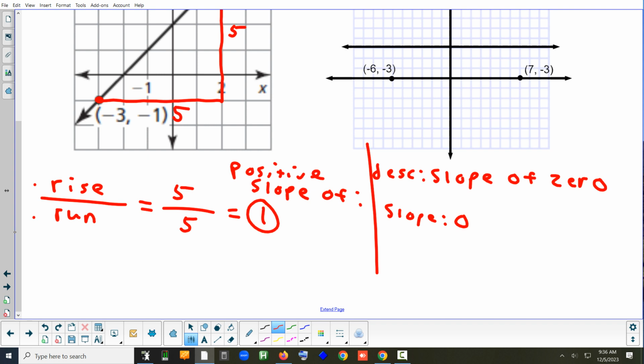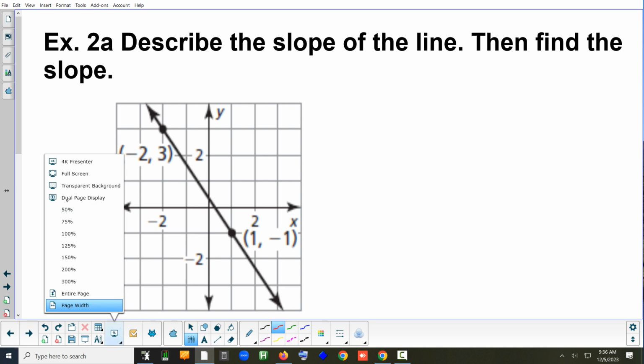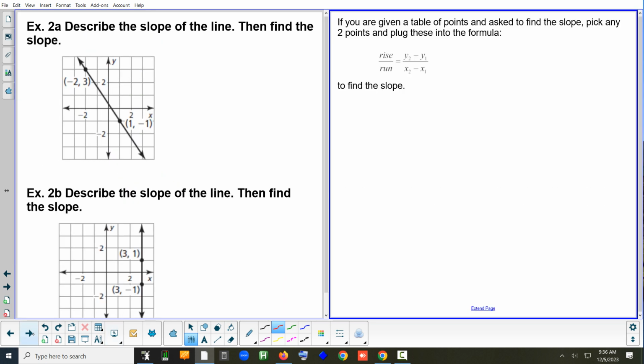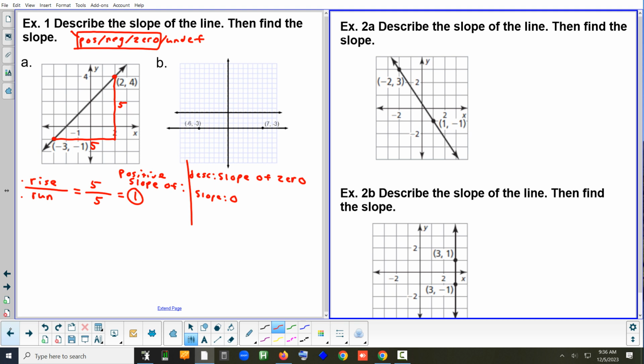Any question on that? All right, why don't you guys try 2A and 2B. So describe the slope of the line. Is it a positive slope, negative slope, 0 slope, or undefined slope? And then if it's a positive, negative, or 0 type of slope, tell me what the slope is. If it's undefined, you can't tell me what the slope is.